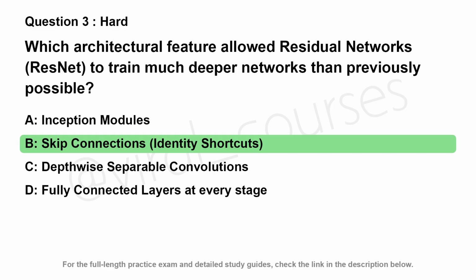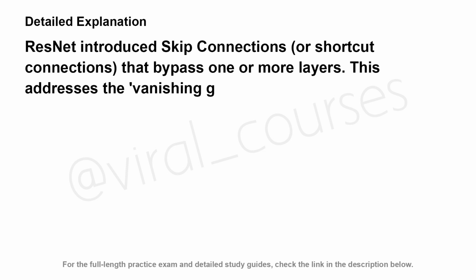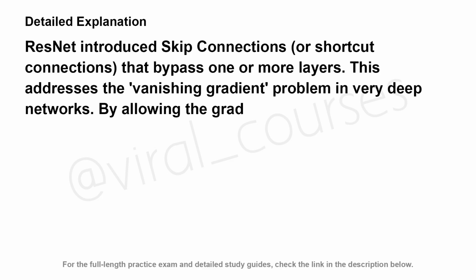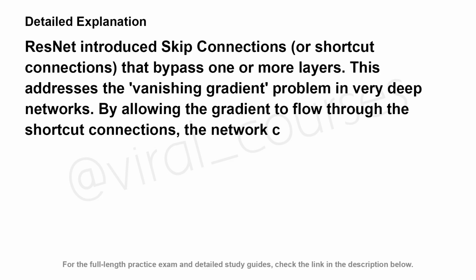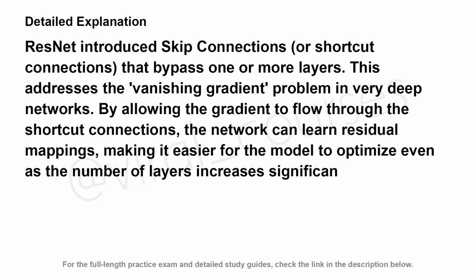The correct answer is B. ResNet introduced skip connections, or shortcut connections, that bypass one or more layers. This addresses the vanishing gradient problem in very deep networks. By allowing the gradient to flow through the shortcut connections, the network can learn residual mappings, making it easier for the model to optimize even as the number of layers increases significantly, e.g., ResNet 152.